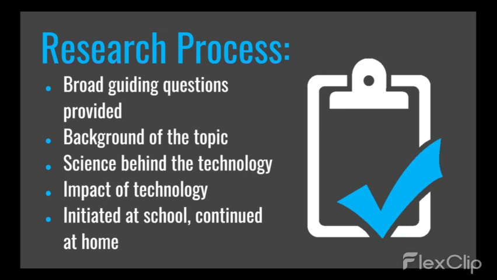The areas of research we will want to focus on are the background or history of the exhibition topic, the science behind the technology, which explains how the topic works and the components of that technology, and also the impact that that technology has had on society, the environment, or people in general. While the research process will be started at school, it will need to be continued at home. Please expect to see your child working on exhibition regularly at home once the process has begun.